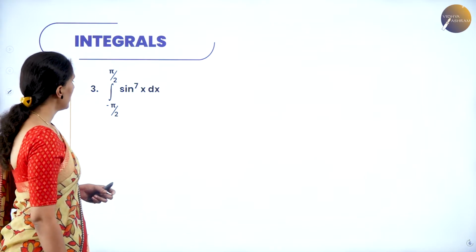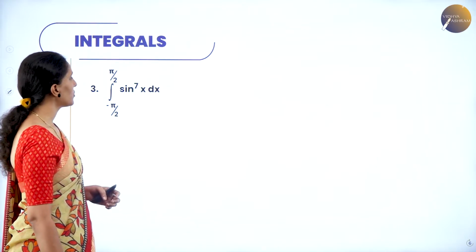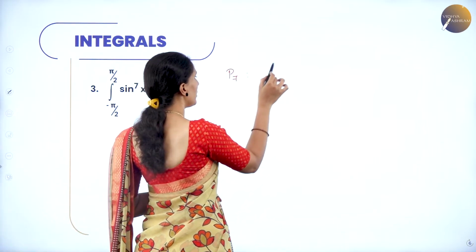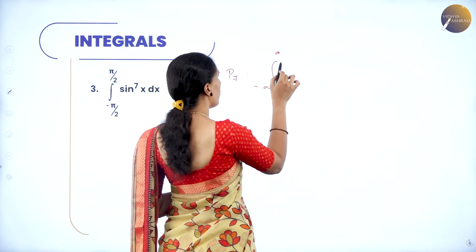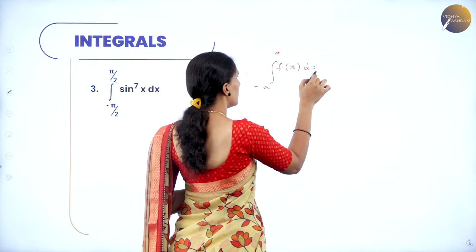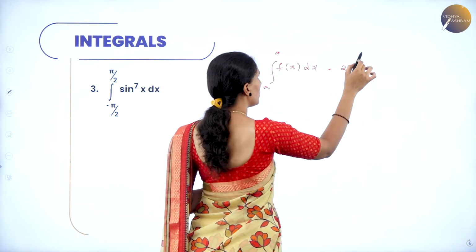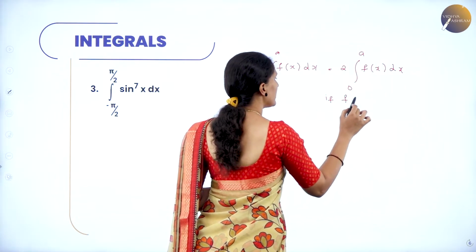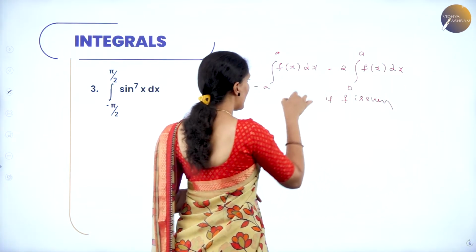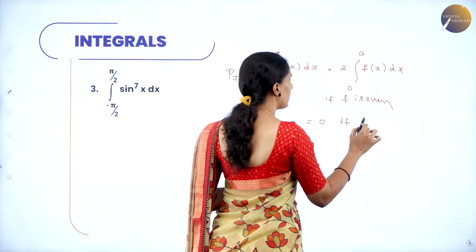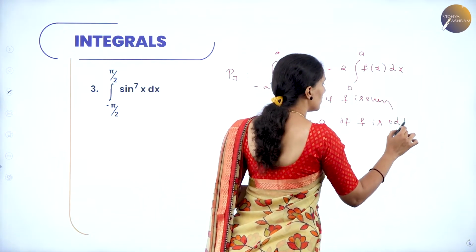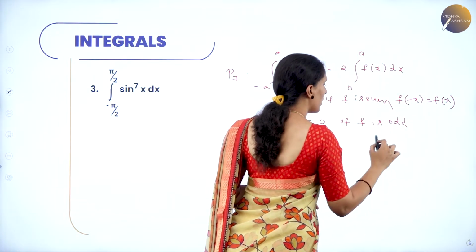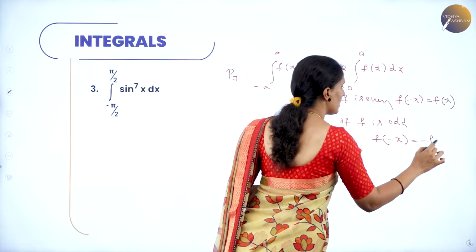Next question: here we have the integral from minus pi by 2 to pi by 2 of sine power 7x dx. From property 7, we know that when you have an integral from minus a to a of f of x dx, this is 2 times the integral from 0 to a of f of x dx if f is even, and the same thing will become 0 if f is odd. So what is even? F of minus x must be f of x only. What is odd? F of minus x must be minus f of x.